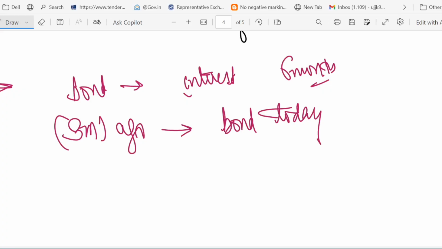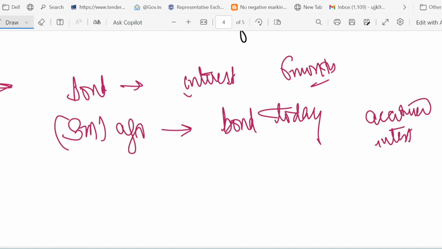Suppose the last interest or coupon was paid 3 months ago, and you are buying the bond today, right? So the seller held the bond for those 3 months, which means the seller deserves interest for that period, and that is called accrued interest.